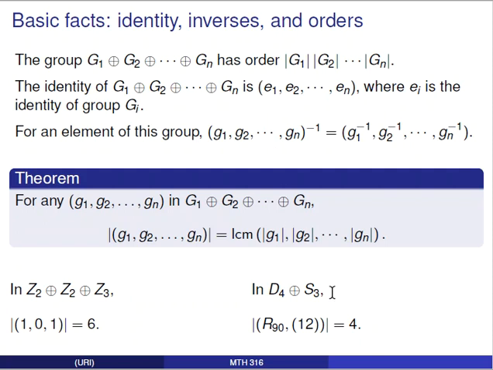Over here, let's take the direct product of the dihedral group of order 4. These are the symmetries of the square, and the symmetric group on the elements 1, 2, and 3. Remember, these are the permutations using elements 1, 2, and 3. An element of that direct product might look something like this: R90, comma, the transposition (1 2). To find the order of such an element, I'll take the order of R90 in D4, and remember a 90-degree rotation has order 4 in that group. And remember that this swap of 1 and 2 has order 2 as a permutation. The least common multiple of 4 and 2 is 4, and therefore the order of that element is 4.